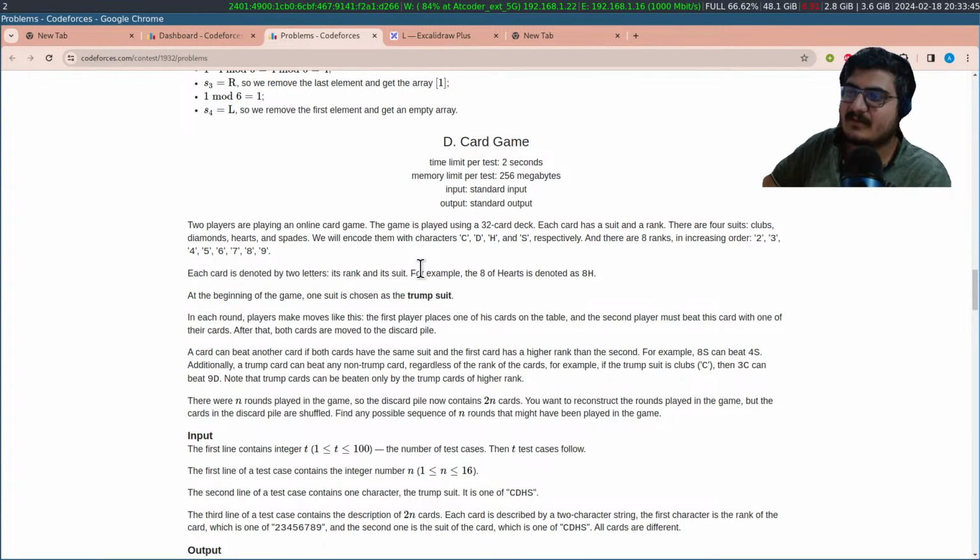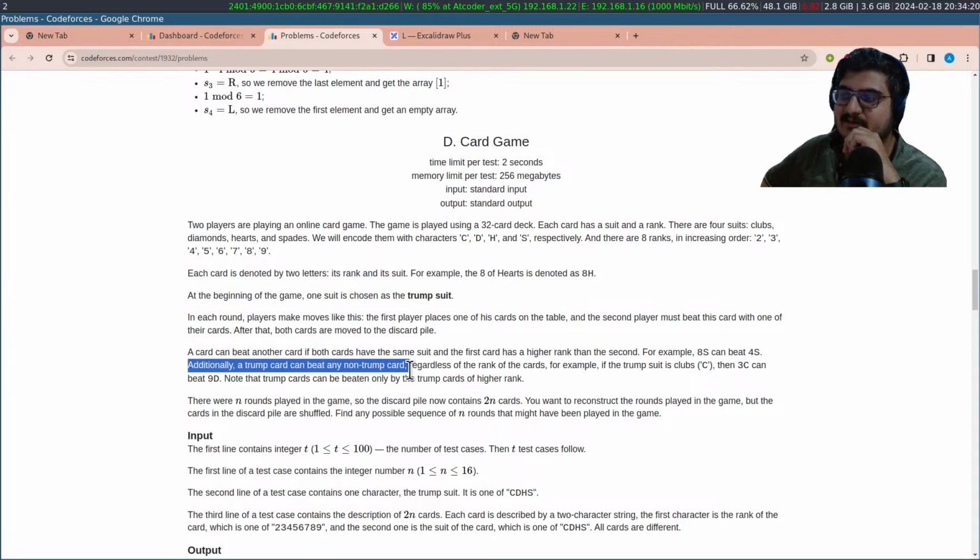At the beginning of the game, one suit is chosen as a trump suit. In each round, players make a move like this. The first player plays one of his cards on the table, then the second player must beat this card with one of their cards. After that, both cards are moved to the discard pile. A card can beat another card if both cards have the same suit and the first card has a higher rank than the second. For example, 8S can beat 4S, because their suit is the same and the rank of 8 is higher than 4.